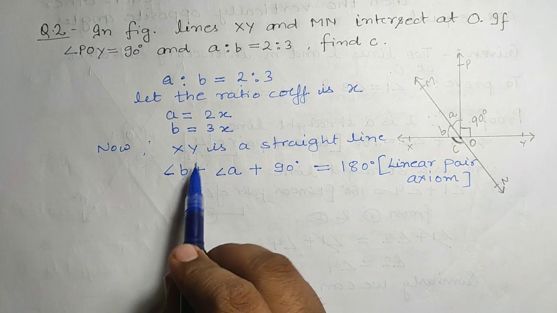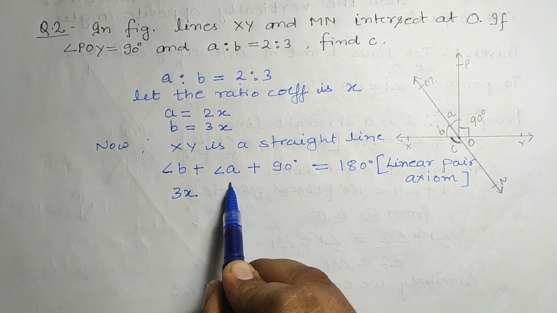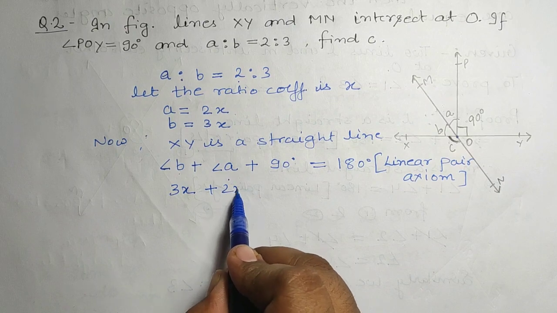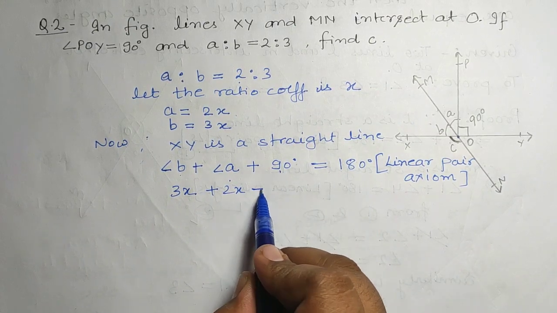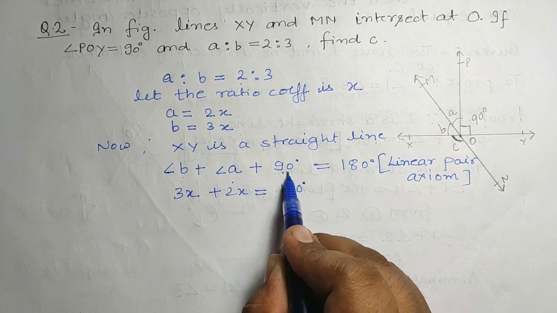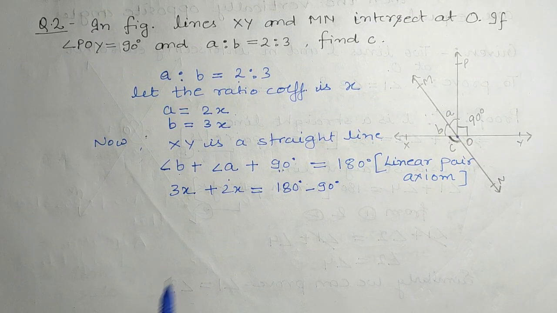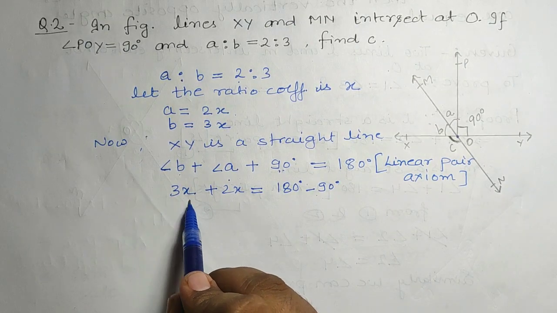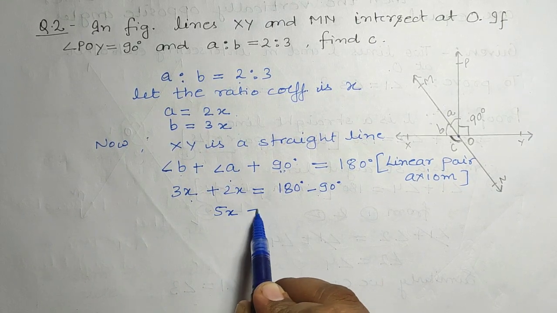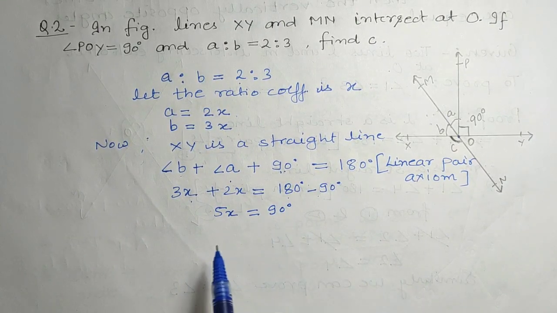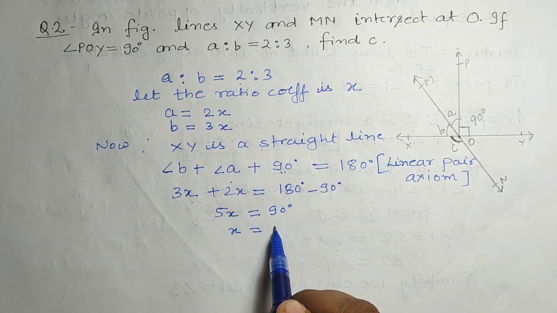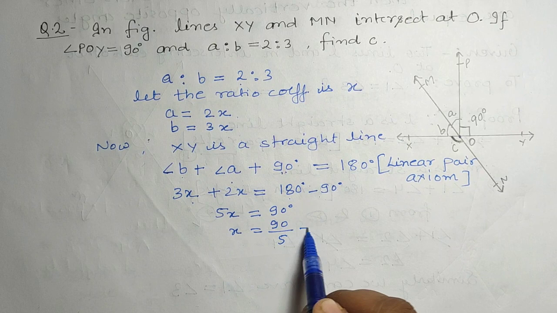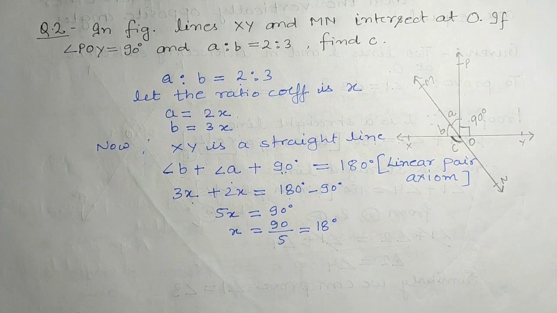Now see, B is 3x, A is 2x, and this 90, when shifted to the right-hand side, will be 180 degrees minus 90 degrees. Because here it is with a positive sign, and when shifted, it will be with a negative sign. 3x plus 2x is 5x. 180 degrees minus 90 is 90 degrees. So x will be 90 upon 5, and that is 18 degrees. So here the ratio coefficient x is 18 degrees.